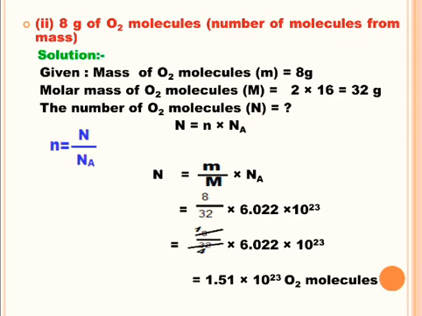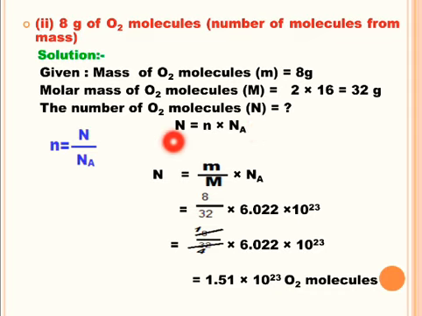So what is the formula used to find out the number of oxygen molecules? The formula is capital N is equal to small n multiplied by Avogadro number Na. And this formula has come from this formula, that is small n is equal to capital N divided by Avogadro number. Now what you have to do? You have to put the values.